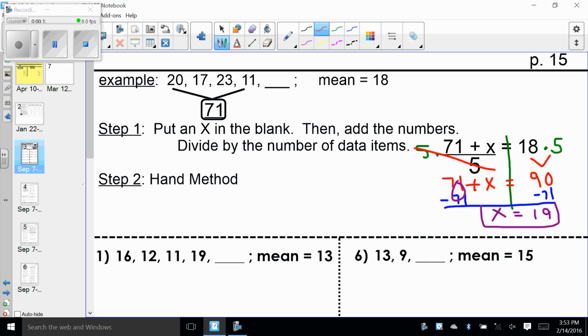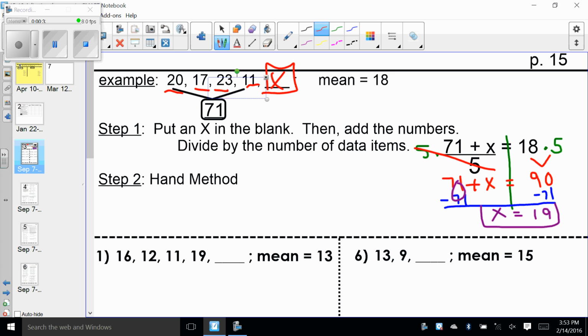So here's our first example. We have these test scores. Test number 1, you got a 20. Number 2, you got a 17. Test number 3, you got a 23. Test number 4, you got 11. And then there's this unknown test score. So either the test hasn't happened yet or you're not sure what the data point was.